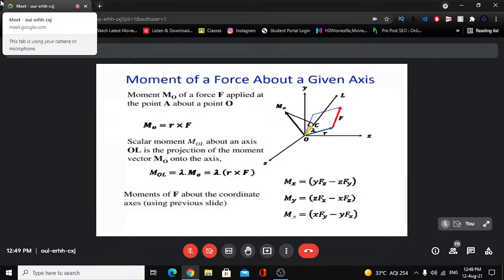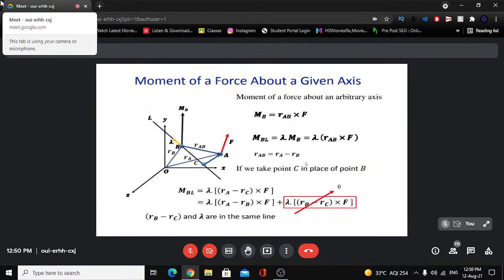So lambda dot MO is lambda dot R cross F. It is a triple product here. So we need to know R, we need to know F, and then the mixed triple product, and we need to know lambda, and we get the moment of this force about an axis OL. So we know mx, my, mz. Here we substitute in terms of R cross F, and then take the dot product, and we get the moment about this axis.